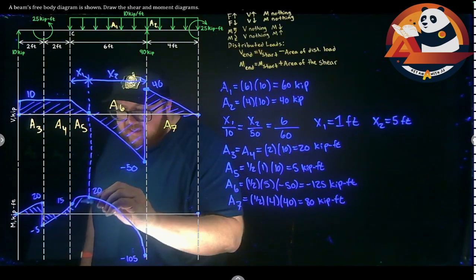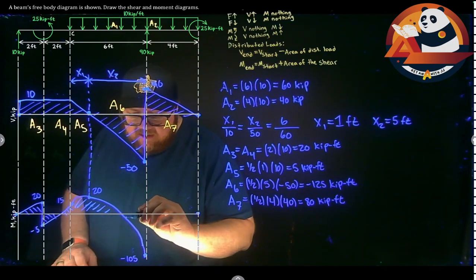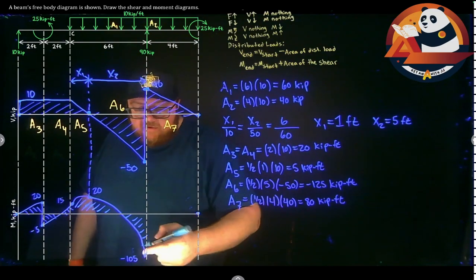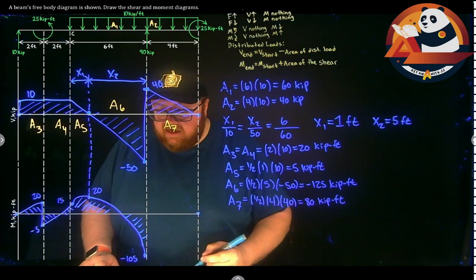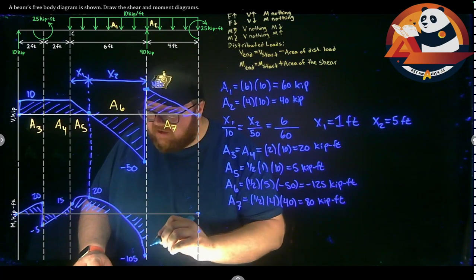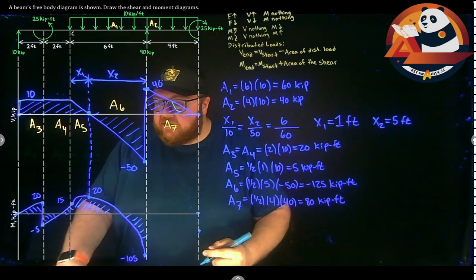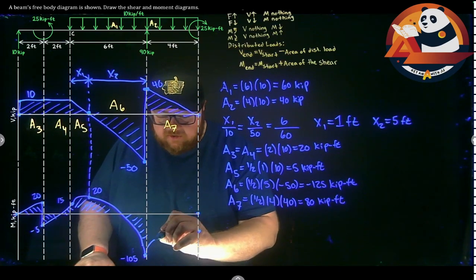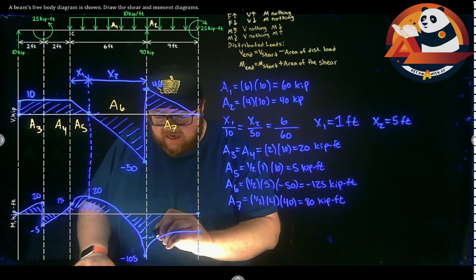But finally, the last thing that I need is my moment at the end of this last interval. At the end of area 7, it is negative 105 plus area 7, or plus 80. Negative 105 plus 80 is going to get me up here to negative 25. I was linear for my shear, so I should have a quadratic moment that I plot in here. So quadratic, it would look like that. We can shade the whole thing in.